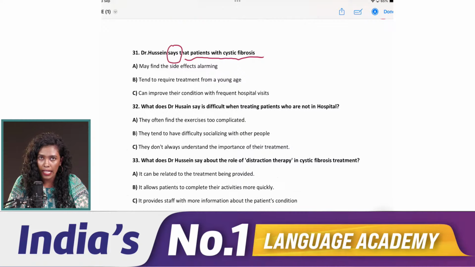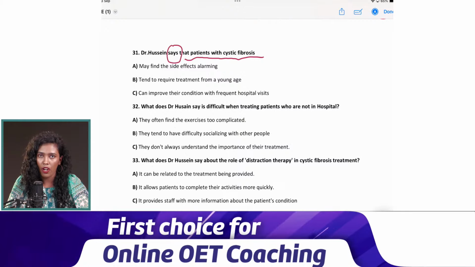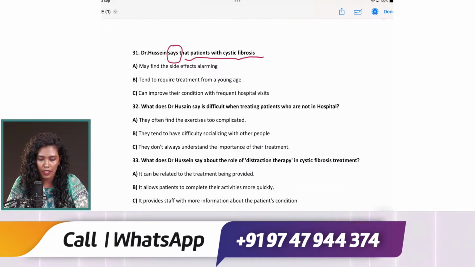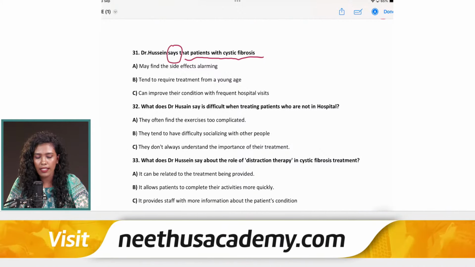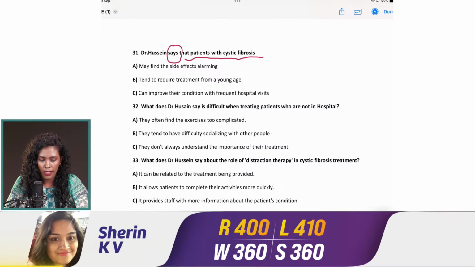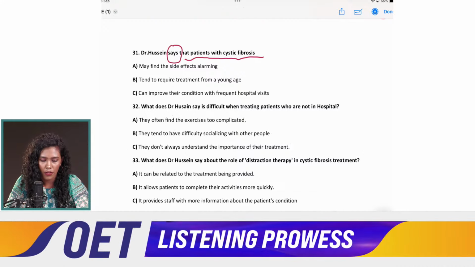So the word says implies that it is based more on her observation, or more on her perspective. It is not going to be an absolute fact, which is why the type of question here can be an opinion-based question. So basically, she is claiming her viewpoint, or what the patients who have cystic fibrosis think. So what they are mentioning is commonly based on the perspective of the doctor. So that is what is mentioned over here.